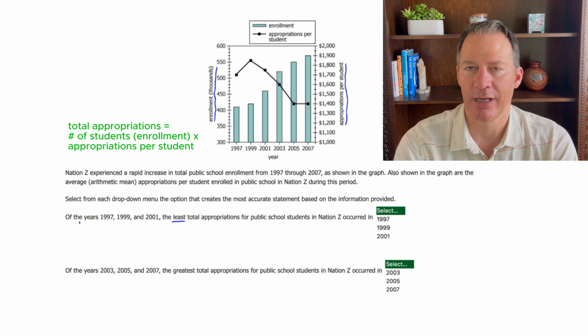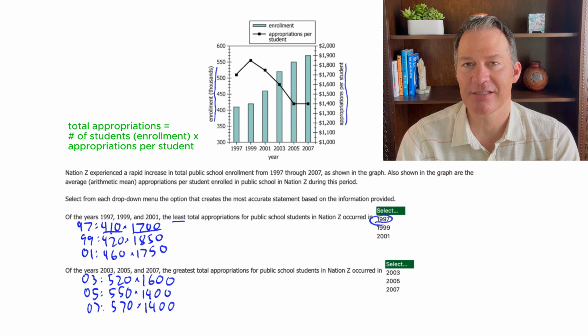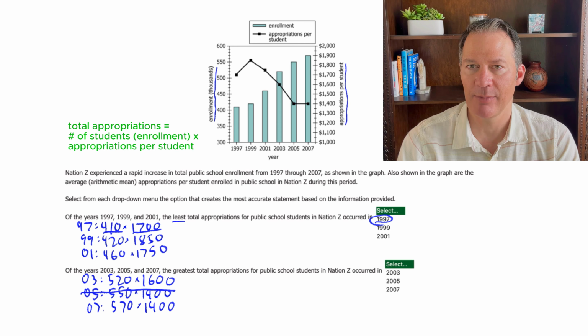In 2003, we have 520 times 1600. In 2005, we have 550 times 1400. And in 2007, we have about 570 times 1400. So clearly, 2007 is bigger than 2005 because 570 is greater than 550, and the 1400s are equal. But comparing 2003 and 2007 is tougher. Now you might be able to estimate here, but at this point it's probably easiest to use the calculator.